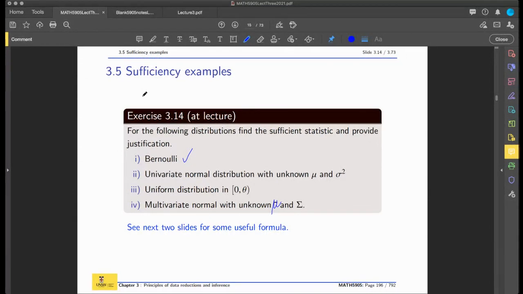All right, let's have a look at another example. So ticked off the normal. Now let's look at a uniform distribution on 0 to theta. Now the uniform distribution is slightly different in the sense that the support of the distribution depends on the parameter. All right. So I know that the values of x must lie between 0 and theta. And so if I change theta, I change the range of values for x.